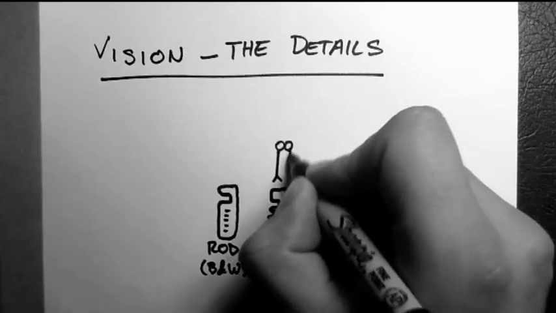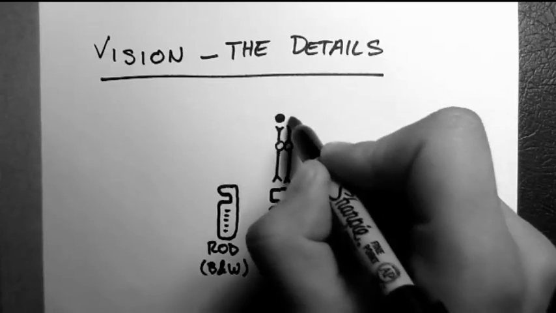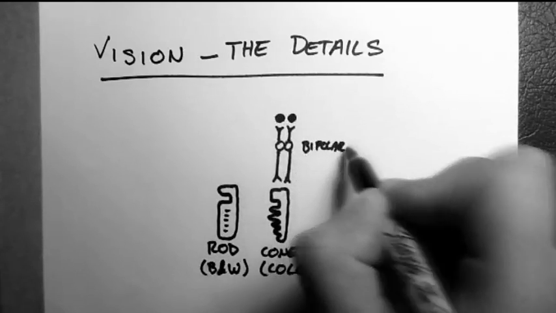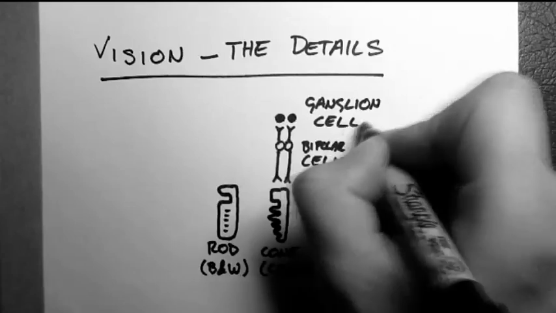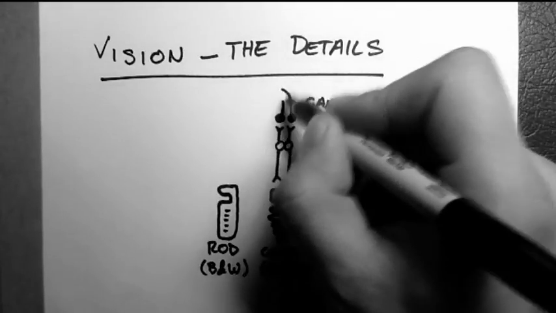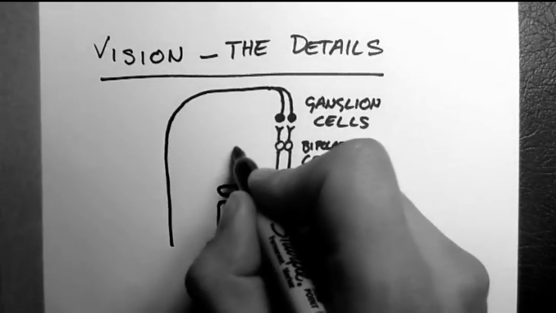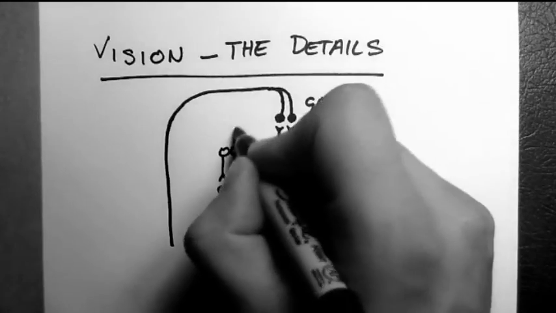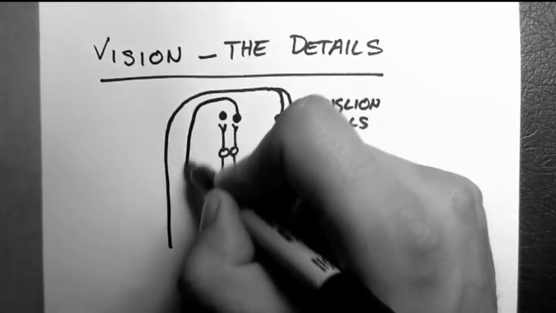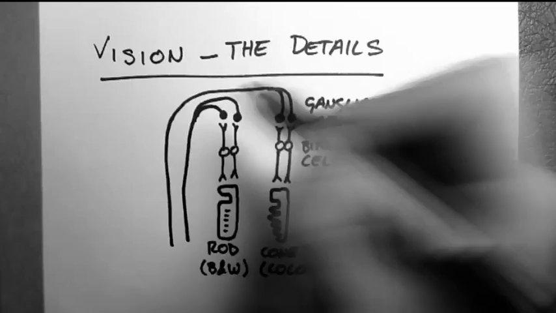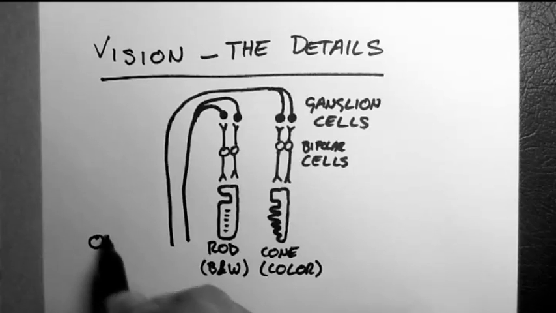The information from the cones gets sent to the bipolar cells, which then sends the information to the ganglion cells. The ganglion cells then send their axons out of the eye, and that becomes the optic nerve. And the same happens for rods. So here's the optic nerve here.